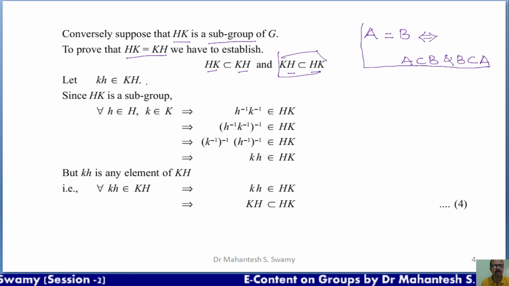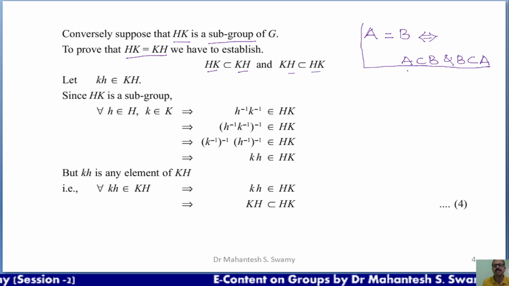So how to prove that KH is a subset of HK? To prove that any set A is a subset of B, you take any arbitrary element of A and do some work. At the end you prove that that element is an element of B. Then we can say that A is a subset of B. Similarly, to prove that KH is a subset of HK, take an element of KH.